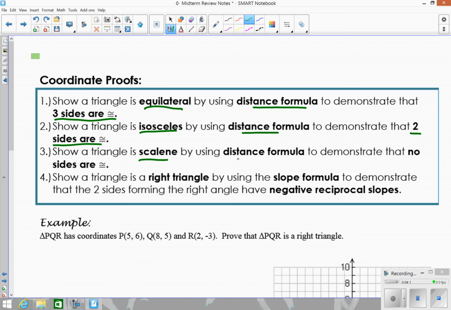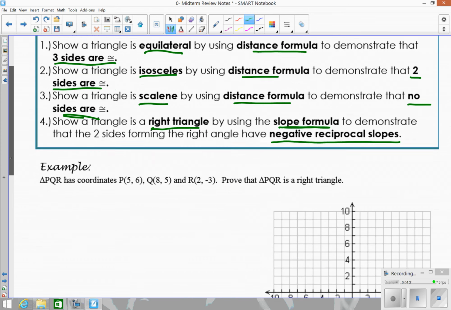If you have to prove you have a scalene triangle, you have to show that you have no equal sides using the distance formula. And then the last type of triangle is a right triangle. Right triangles are a little bit different because that's the only triangle that you prove using the angle instead of its sides. So for right triangles, you're going to use the slope formula, and you're going to show that the slopes that form the right angle are negative reciprocal slopes.